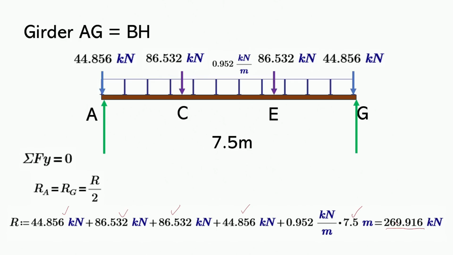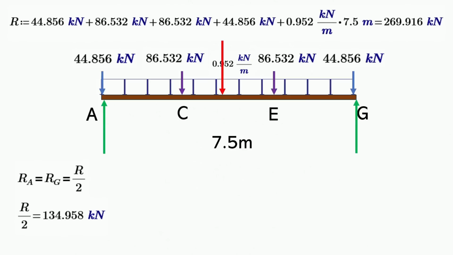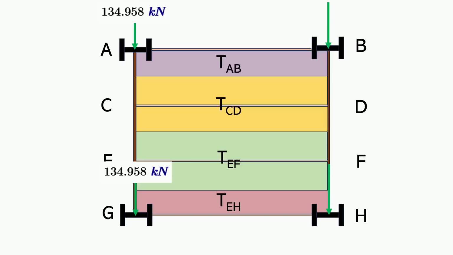And so dividing that by 2, we will get the reaction at G and the reaction at A, which will be 134.958. Again, this just comes from 269.916 divided by 2. And so these are our reactions at point A and point G. And then again, these are the girder reactions. And then we will transmit these to the column. Because, right, this is it. And then since our system is symmetrical, then column H and column B will carry the same concentrated load as A and G. And so this is the load that we will transfer to our column.